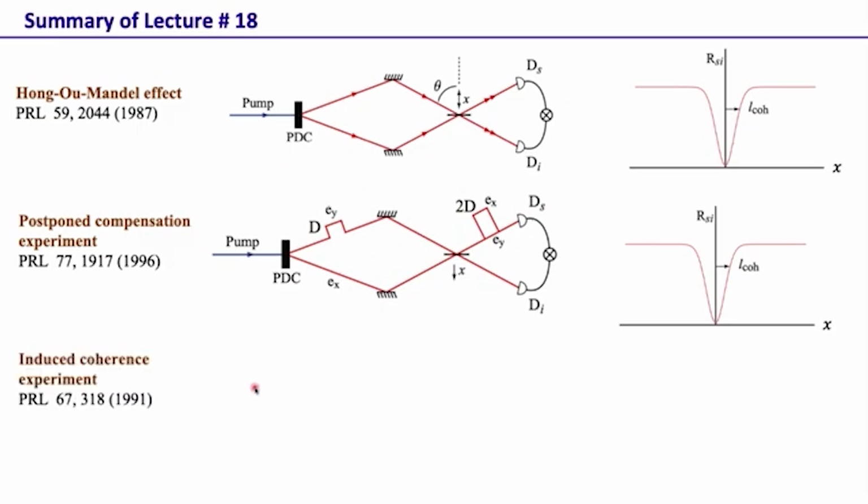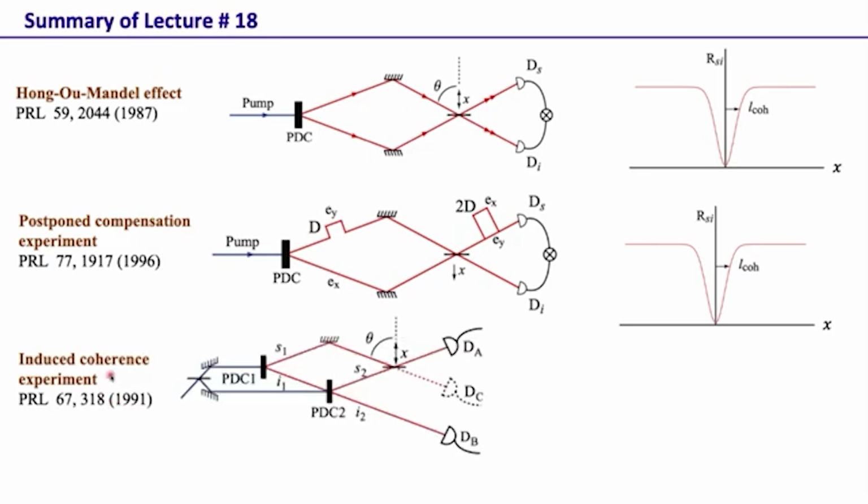Another experiment we discussed in the last lecture was the induced coherence experiment. In this experiment, one actually sees a one-photon interference effect in a two-photon setup. A pump is split into two. The pump photon can either go this way or that way, and as a result it can get down converted either in this crystal or in that crystal. If it gets down converted in this crystal, then the entangled photons can go this way or that way to the detector. And if the pump gets down converted here, then the entangled photons can go like this and like that to the detector and get detected in coincidence.